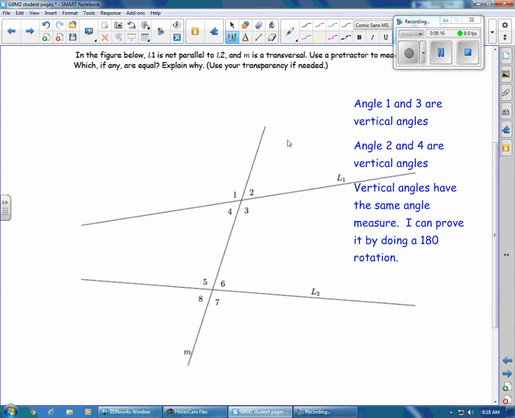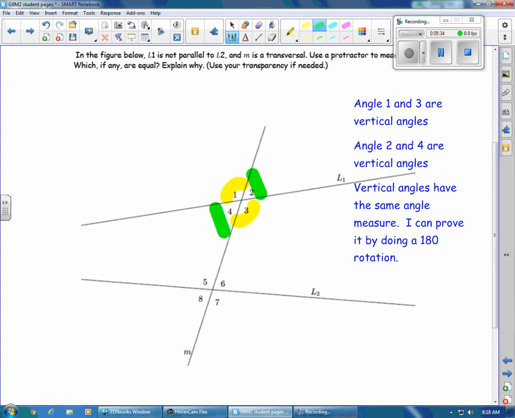So we were just talking about these angles up here. And what I'm going to do right now is use a highlighter and highlight my angles that are congruent. So 1 and 3 in one color, 2 and 4 in another color.